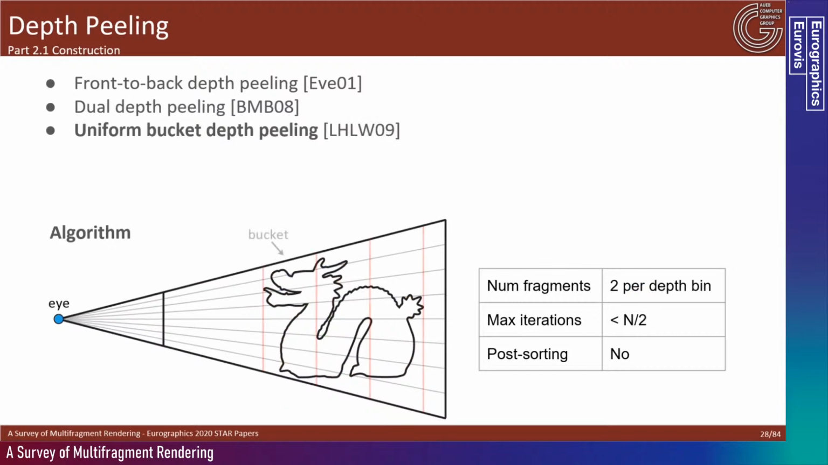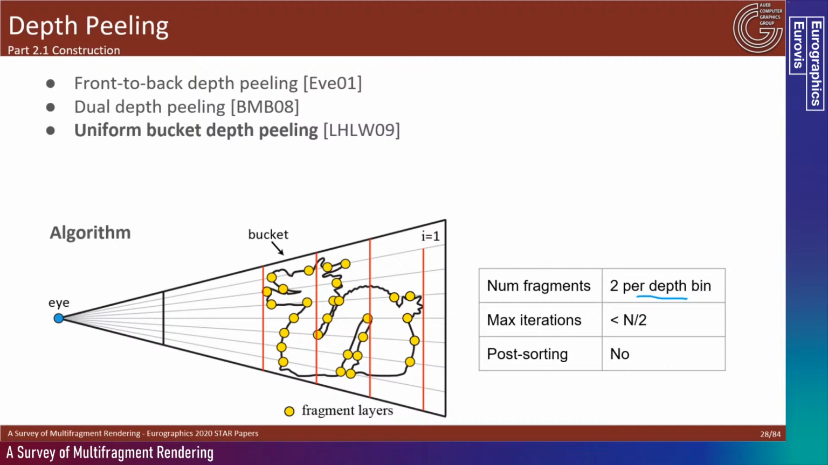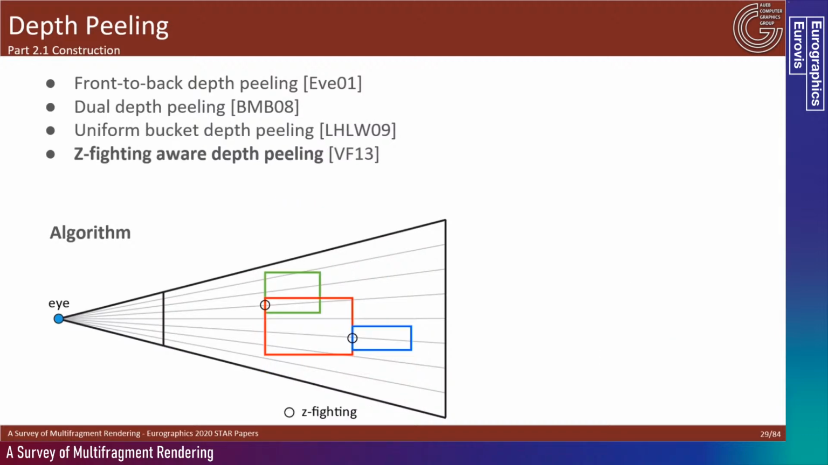The dual depth peeling method was later augmented to extract two fragments per depth bin in each iteration. Therefore, it was able to reduce even further the necessary iterations. And each depth bin here corresponds to a uniformly divided interval of the pixel depth range. In general, depth peeling methods are susceptible to Z-fighting artifacts, as in the Z-buffer, and this happens when two or more generated fragments in the same pixel have similar depth values.